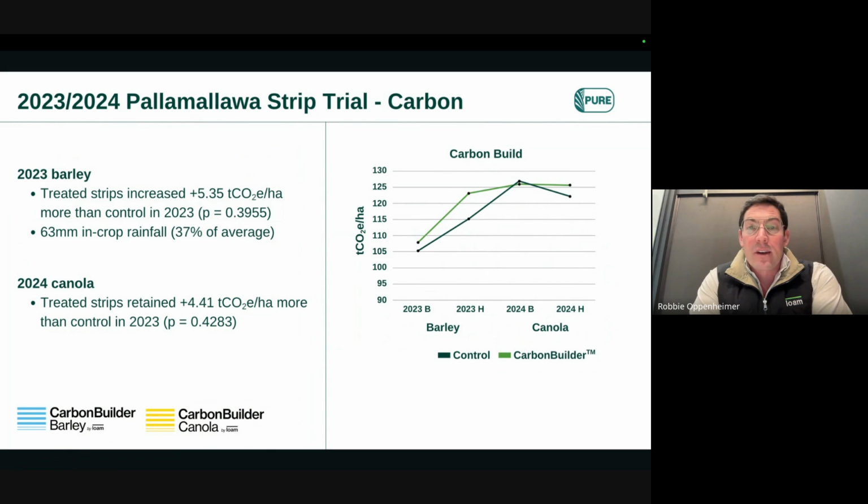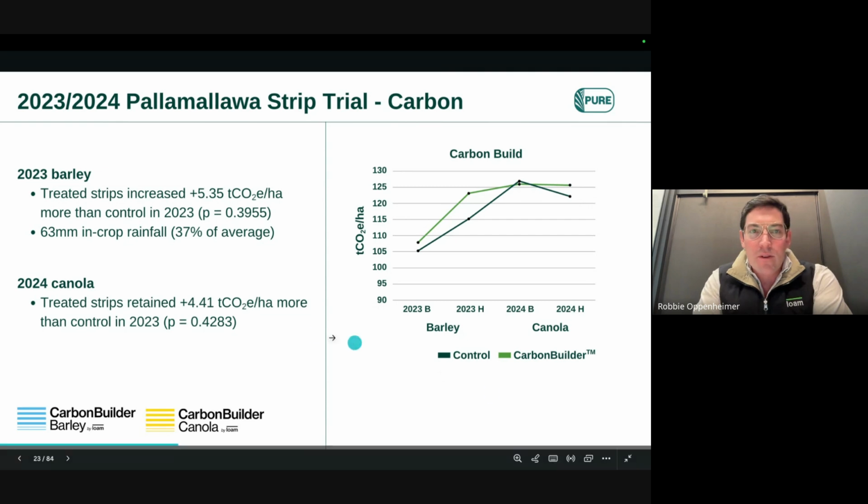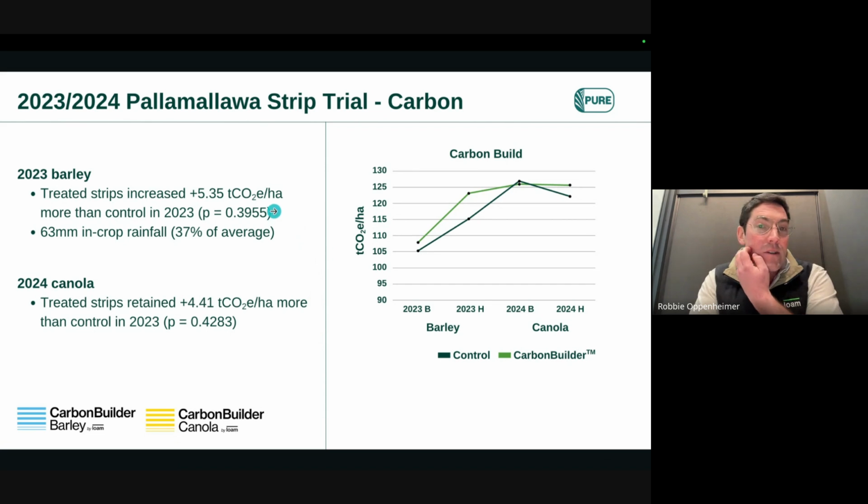What we see for carbon results for that trial over time in 2023 is an increase compared to control, both the control and the CarbonBuilder increased. But we can see in the CarbonBuilder strips an extra 5 tons of carbon dioxide equivalents per hectare. And what's interesting in this specific trial is that this was a dry year.